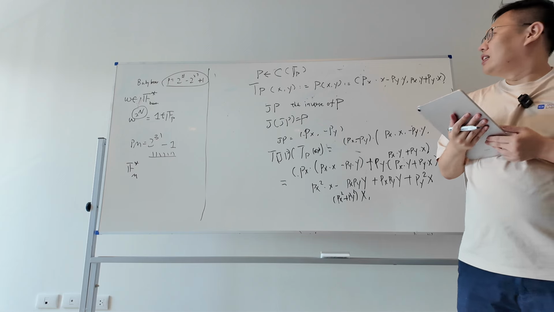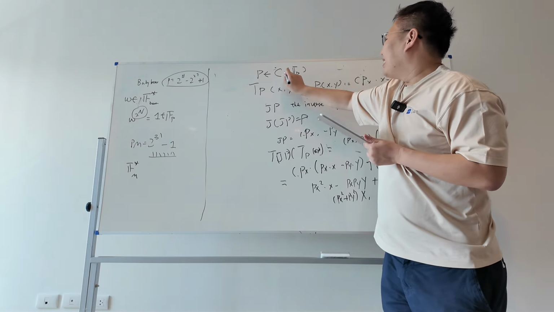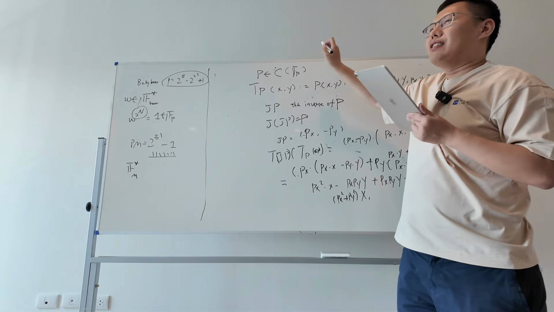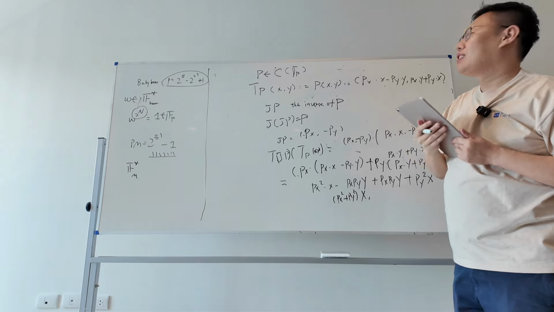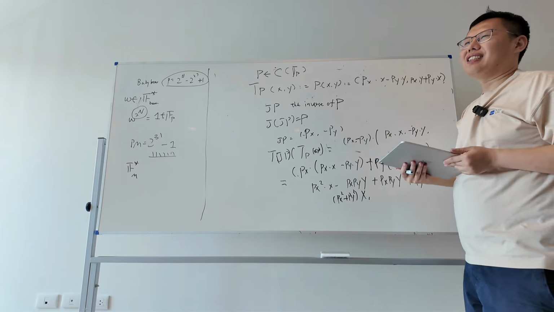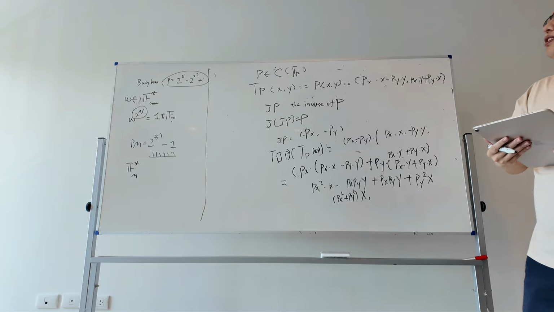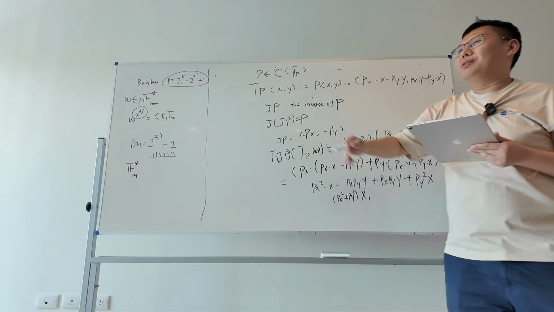And what's the field that P belongs to? This is a circle, and this is the space you pick where your circle lives. So this is F_P. When you have F_P squared, you will have more points in the circle. So you have to be very specific about what your group is.